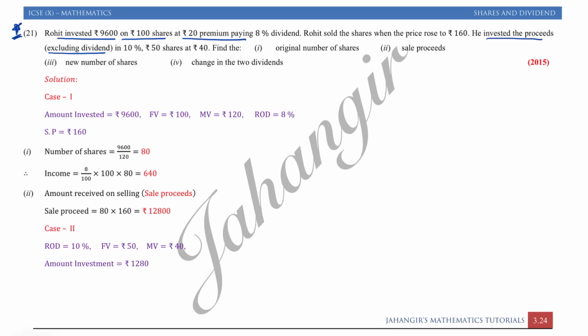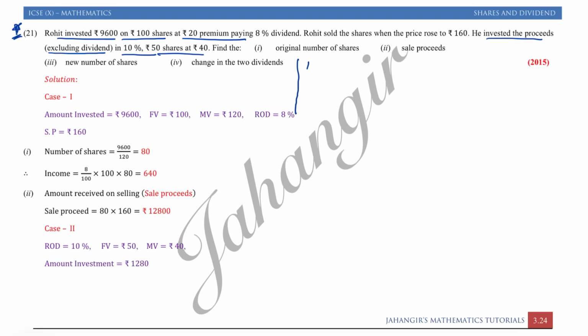See here, it is clearly mentioned that we don't have to consider dividends. Whenever they say including, only then you have to include it; otherwise you don't include dividend in the sale proceeds. Second case, he is investing the proceeds in 10% rupees 50 shares at rupees 40. So find the original number of shares. First, let us write the info.